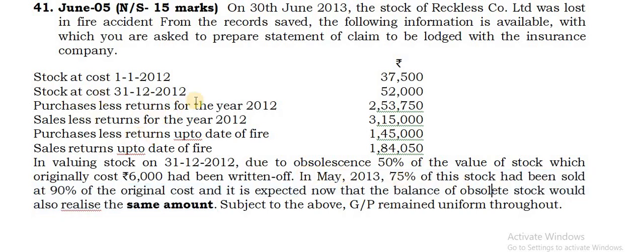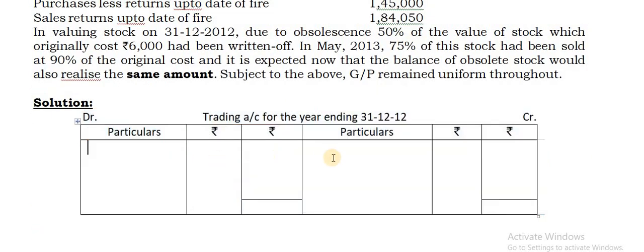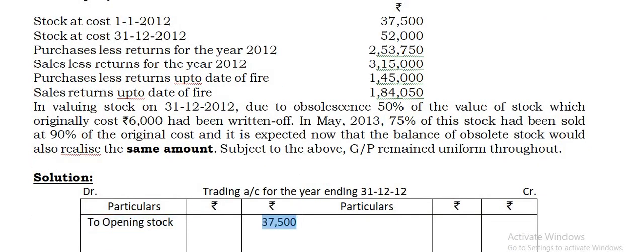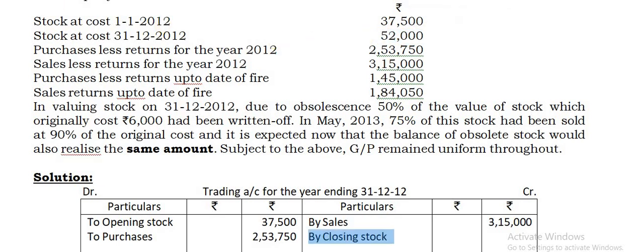So you can start now with the trading account. As usual, this 37,500, the opening stock, you can take on the debit side. Then the purchases for the previous year, take on the debit side. Then the sales made for the previous year, take on the credit side. And the closing stock as on 31/12/2012, this amount you can take in the inner column.